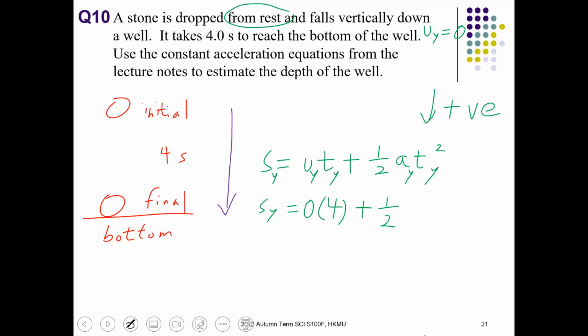What is a? 9.8 or 10. a equals the acceleration due to gravity, or you can say the gravitational force. So I should put 10 for simplicity. So a_y simply, you can say this is equal to g_y, this is equal to 10, or we can use 9.8. For easiest calculation, you may use 10. 10 or 9.8 will be fine.